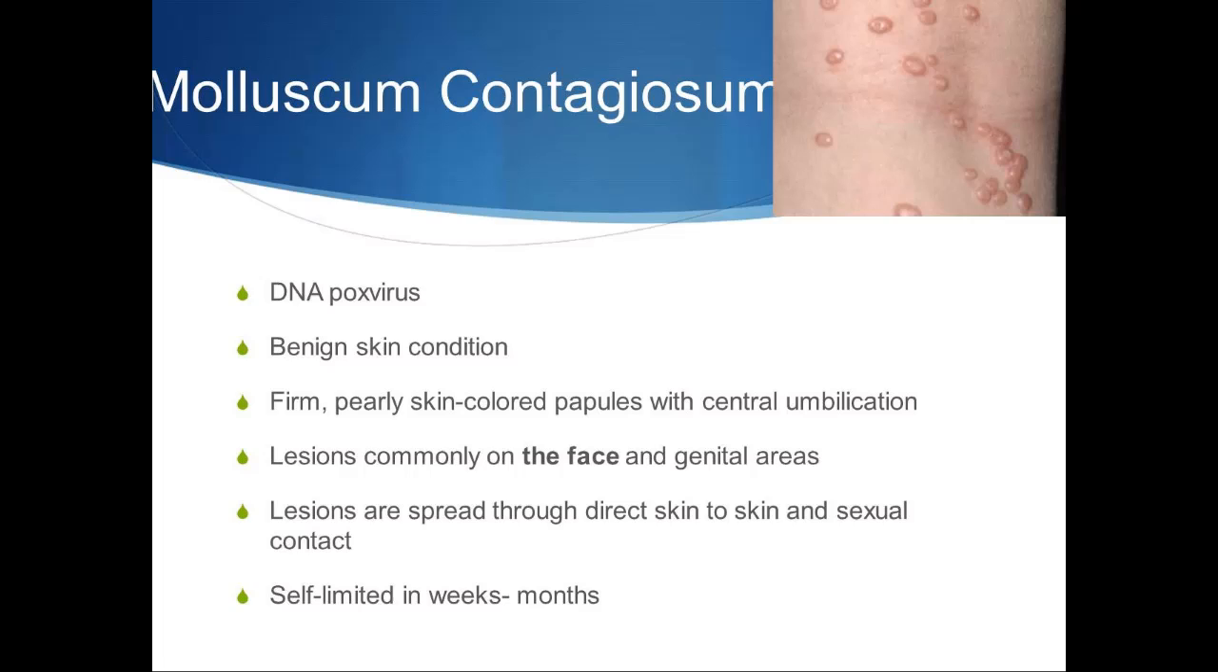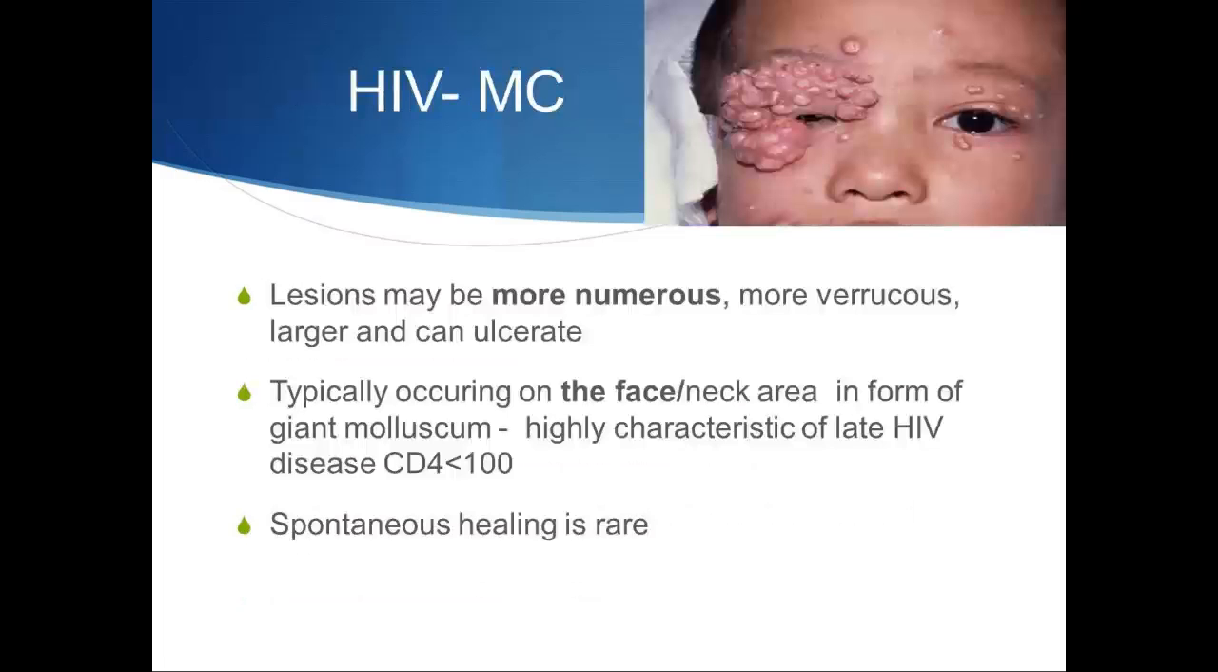Continuing with the viruses, we have Molluscum Contagiosum. It's a DNA pox virus that can cause these benign skin lesions. Usually, it's on the face and the genital areas, related to direct skin-to-skin contact and also sexual contact. They usually go away within weeks or months. But in an HIV patient, the lesions can be much more numerous, much more verrucous, larger, and ulcerate.